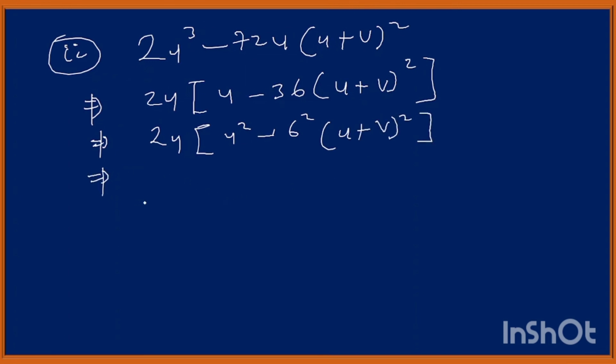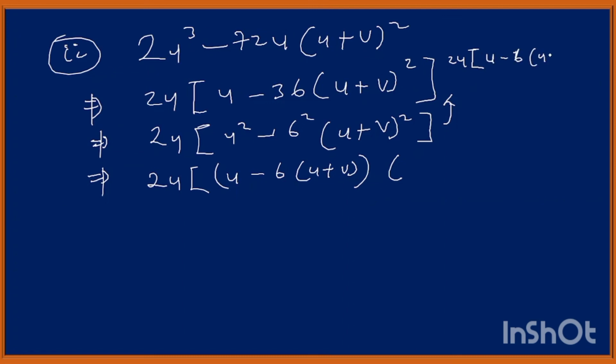So I continue from there. This will give me 2u into u minus 6 into u plus 6, close, into what? This is squared. But this is actually the same thing as saying 2u into u minus 6 into u plus 6 all squared.